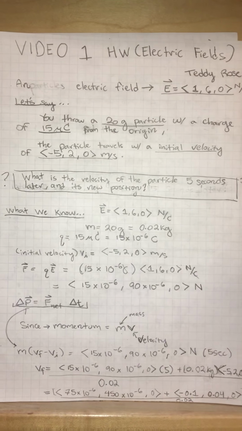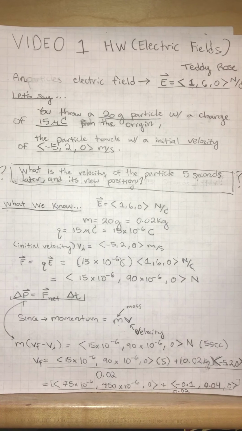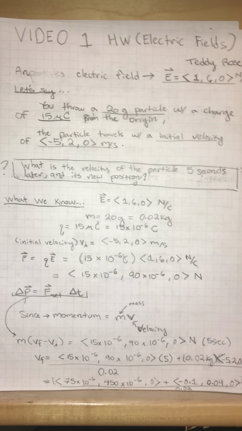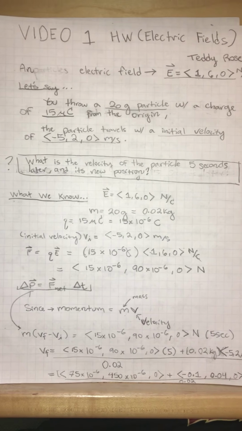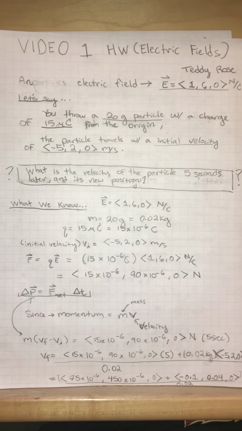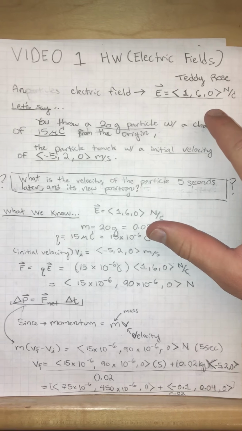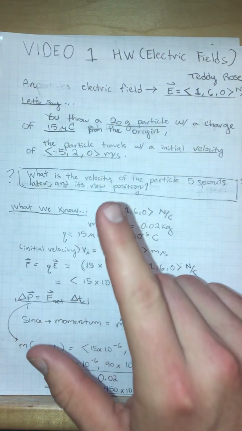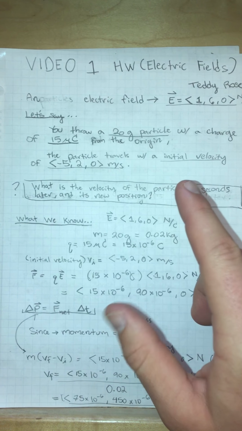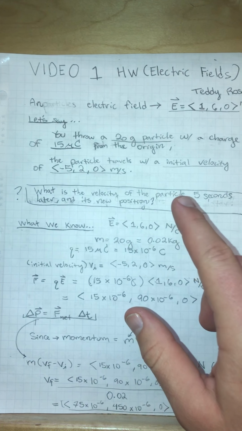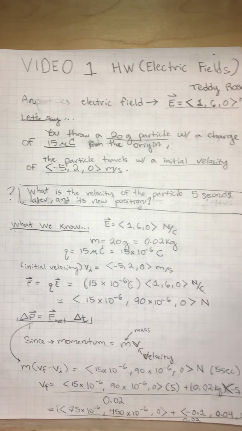Today we'll be talking about electric fields that vary with position, and then we'll have to calculate the movement and position of a charged particle that moves through this electric field. So let's start by saying we have an electric field with position 160 newtons per coulomb. Let's say we throw a particle from the origin that weighs 20 grams with a charge of 15 millicoulombs at an initial velocity of -5 to 0 meters per second.